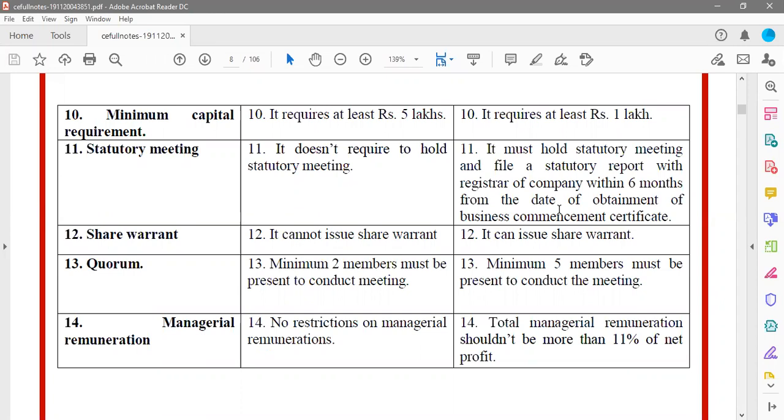The first time it has to be within 6 months. After that you can do it yearly once. Only for the first time it will be within 6 months, which is compulsory. After this it can be yearly once. Now why do they do the statutory meeting? A public company can issue shares to the outside public.